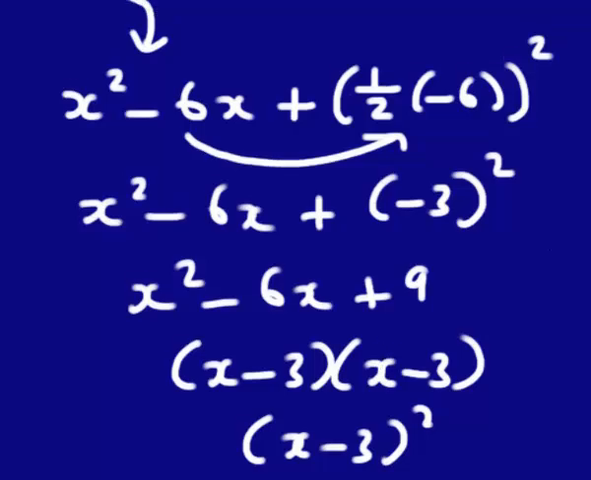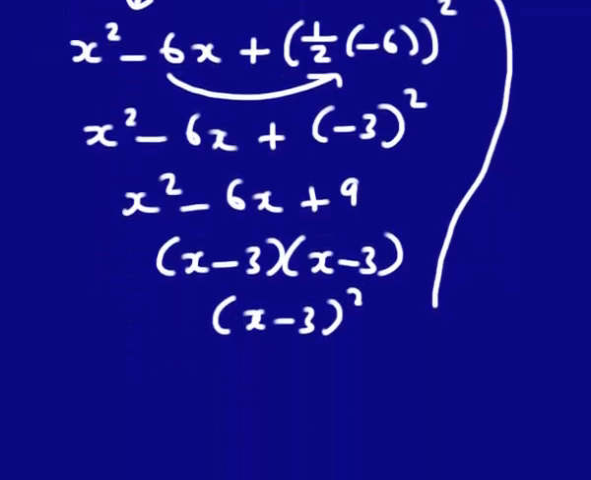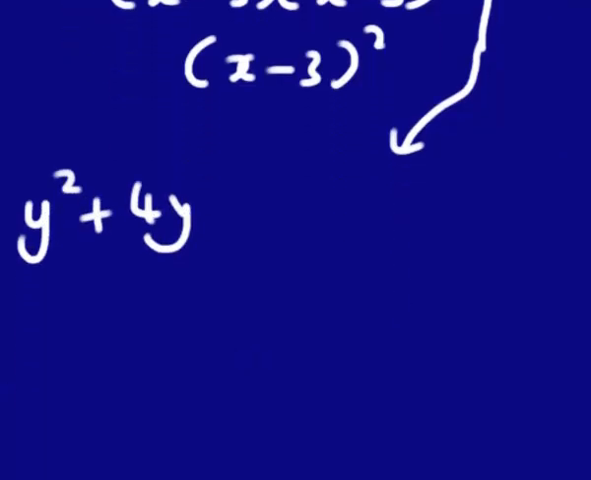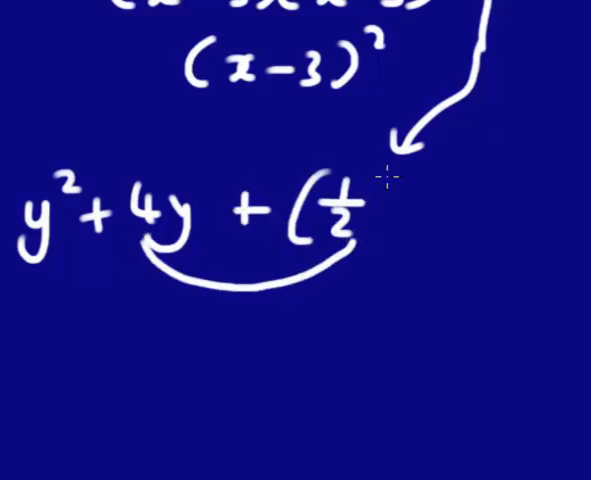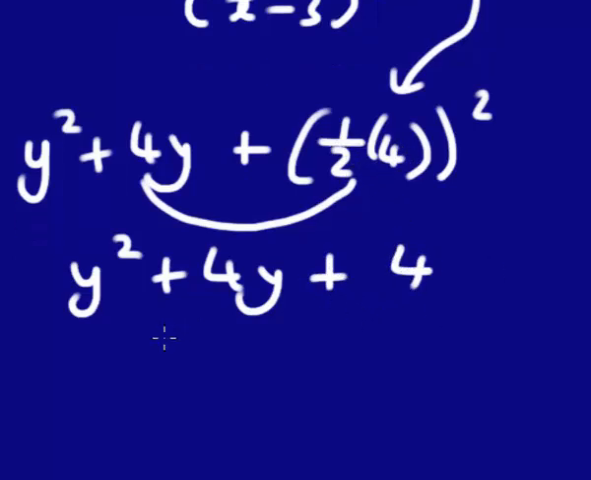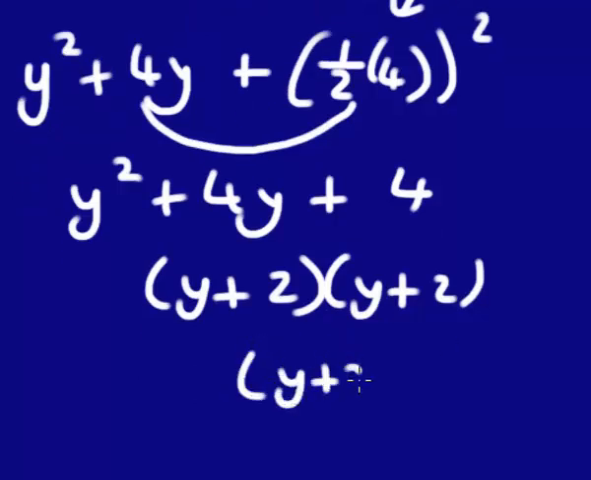Likewise, let's bring down the y squared plus 4y and see what happens here. What must we add to y squared plus 4y to make it a perfect square? It's half the coefficient of y, all squared. So this gives us y squared plus 4y plus, half of 4 is 2, and 2 squared is 4. You probably remember that this is y plus 2 times y plus 2, which gives you y plus 2 squared.